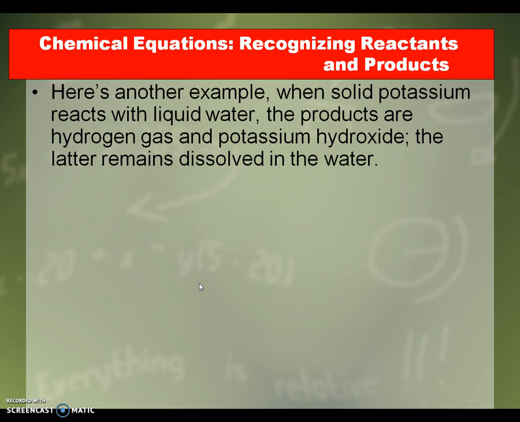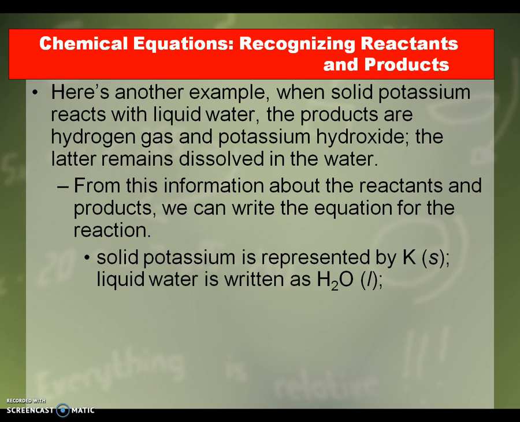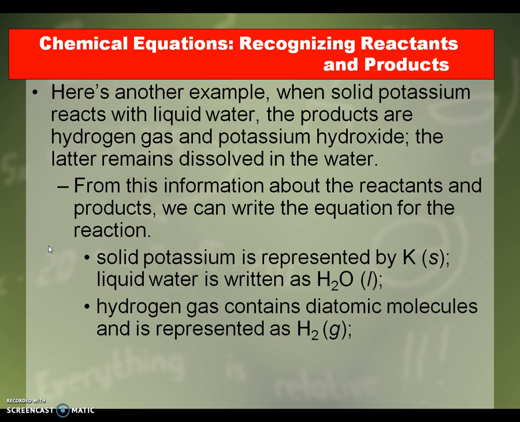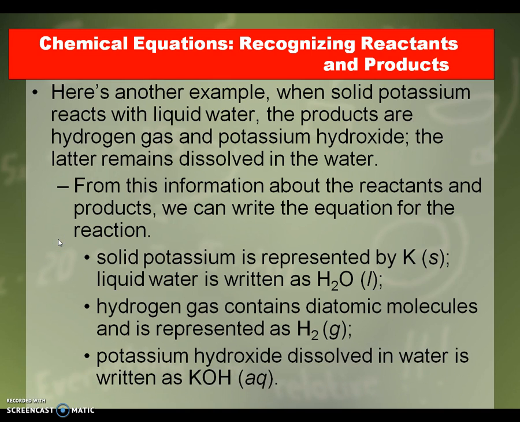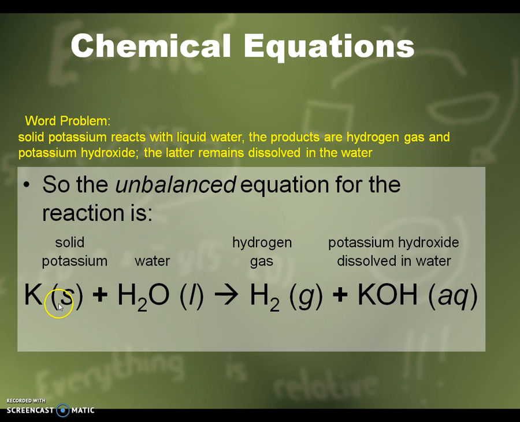Here's another example. When solid potassium reacts with water, the products are hydrogen gas and potassium hydroxide. The latter remains dissolved in water. So this is what it would look like. You would get reactants and products and write the equation so that you get solid potassium, which is K, with the S after it. Liquid water is written as H2O. Hydrogen gas contains diatomic H2, and potassium hydroxide dissolved in water is KOH. Now here's the unbalanced equation. K solid plus H2O yields H2 gas plus KOH aqueous.